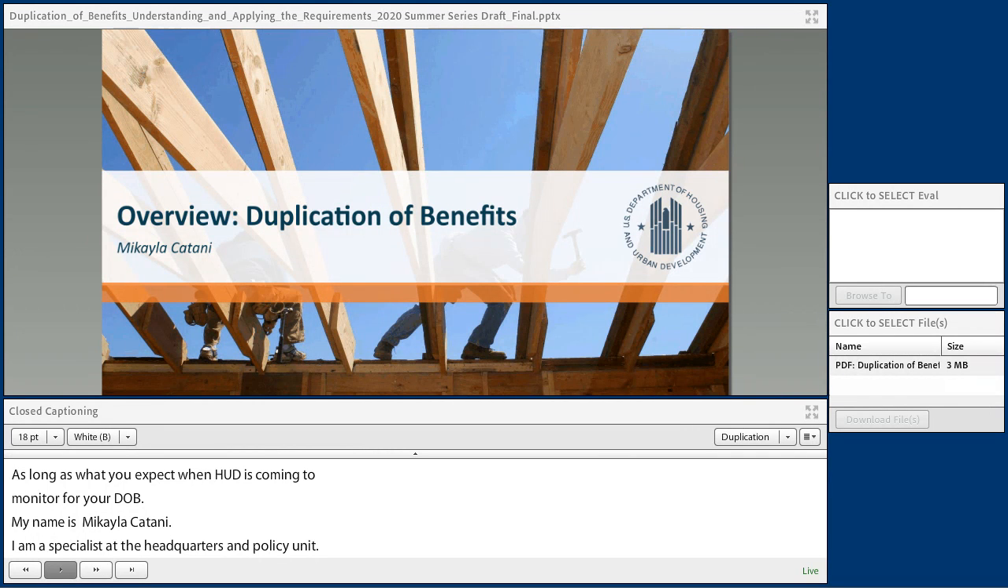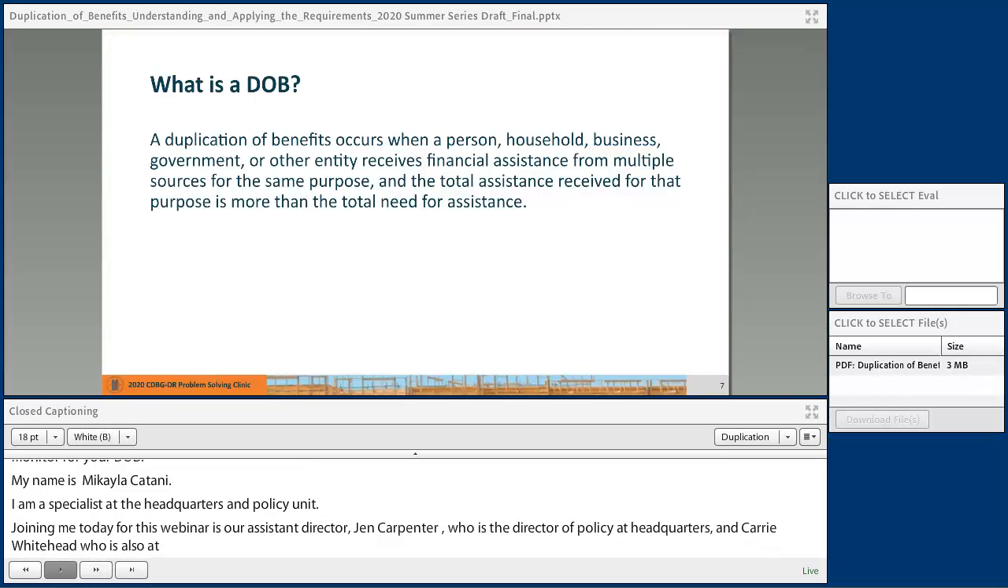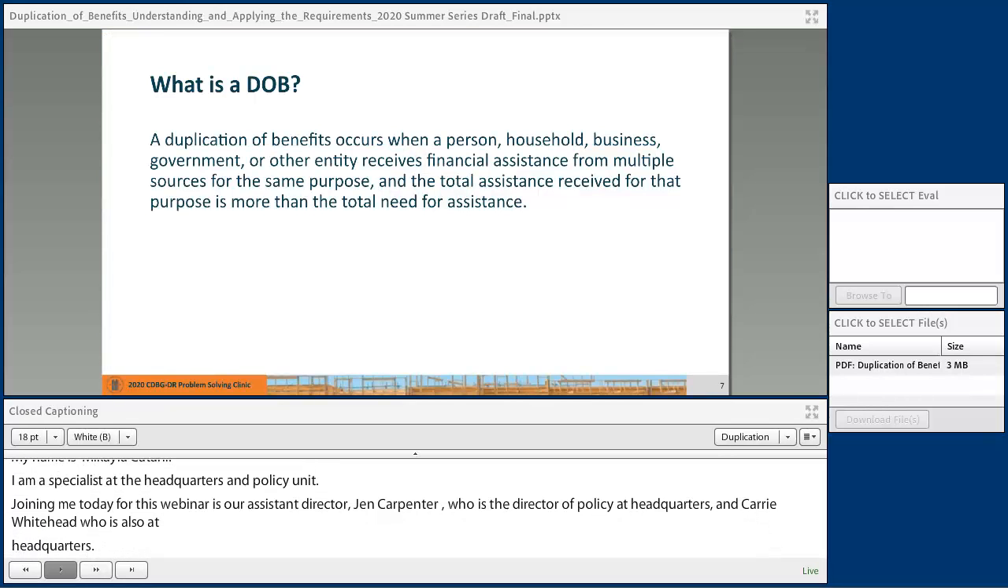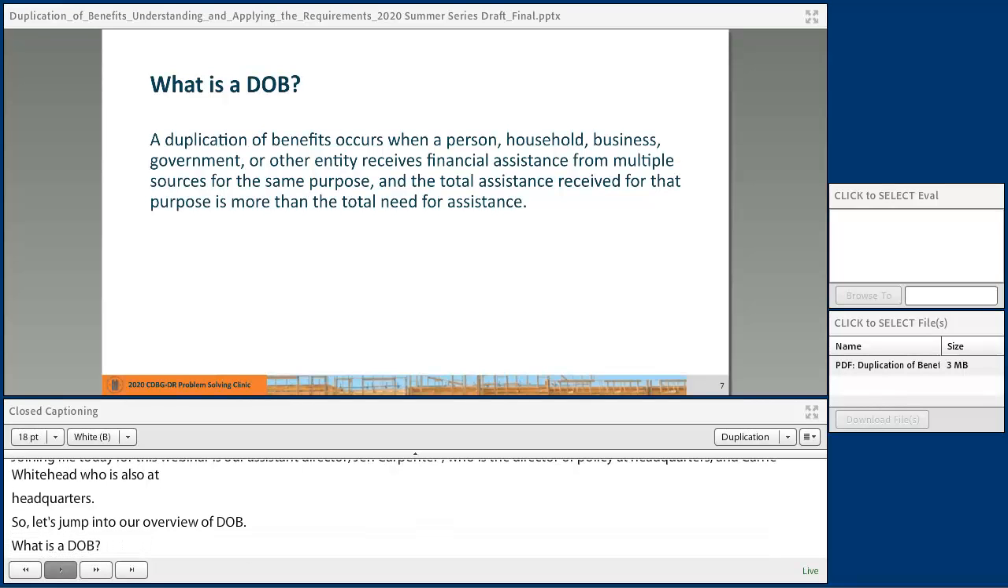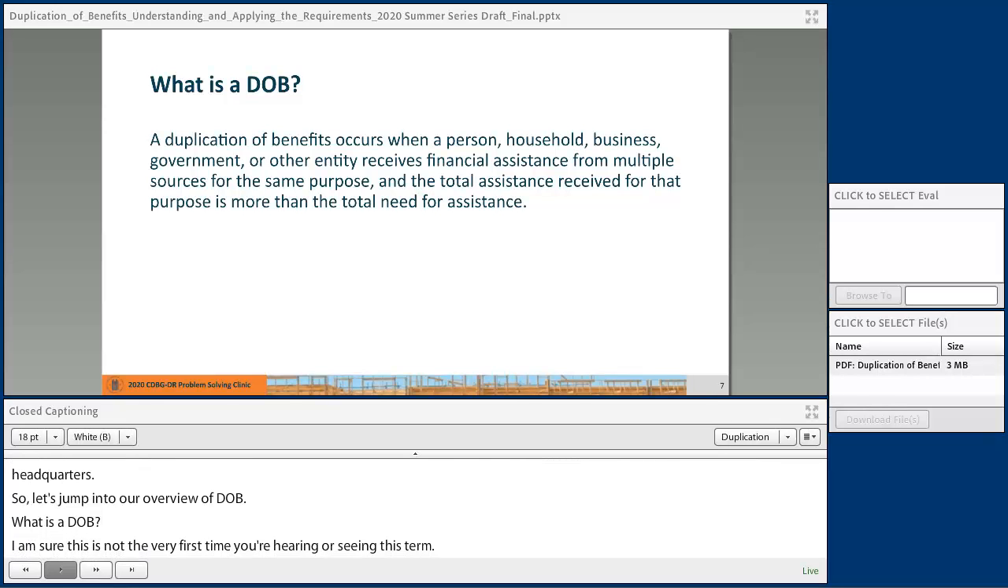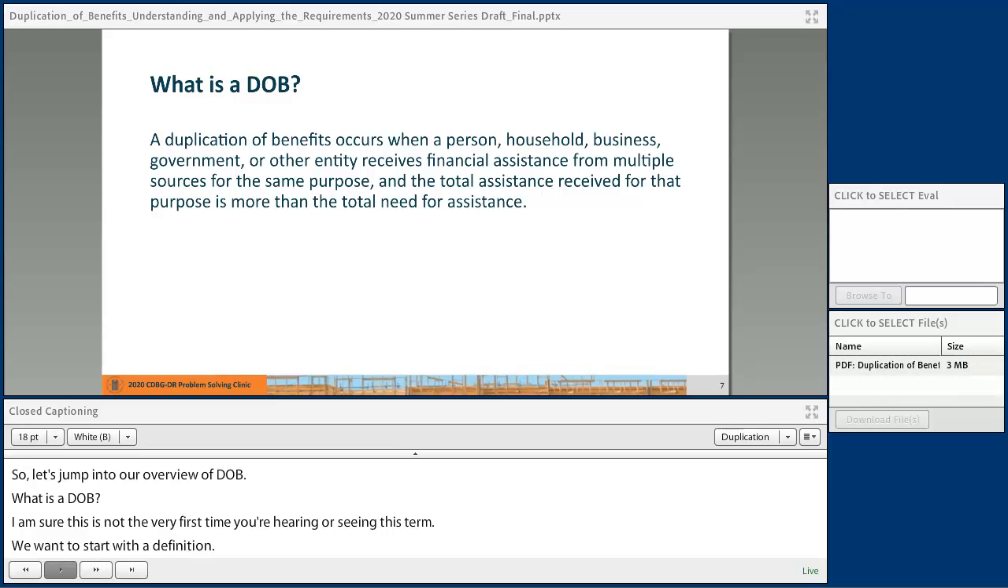So let's jump into our overview of DOB. What is a DOB? I'm sure this is not the very first time you are hearing or seeing this term, but we want to start with a definition. A duplication of benefits can occur when a person, household, business, government, or other entity is receiving assistance from multiple sources, all for the same purpose, where the total assistance received is more than what the need is.